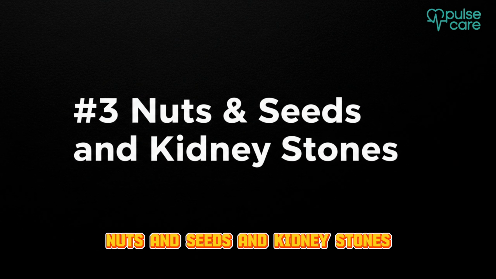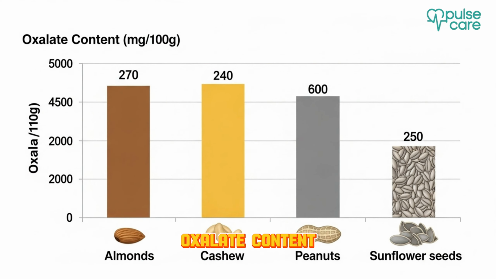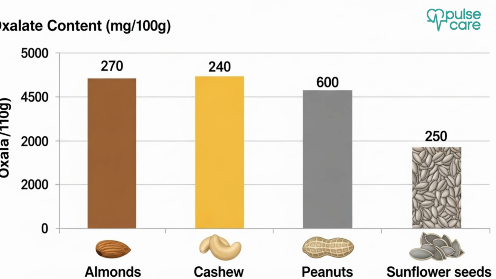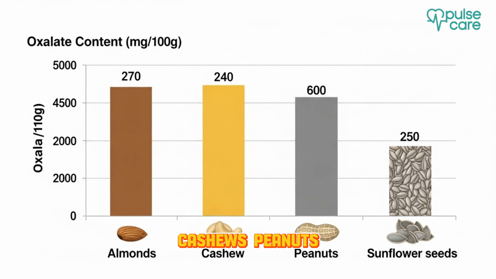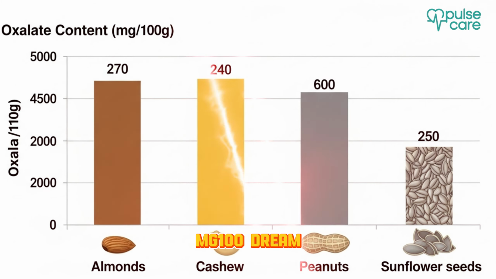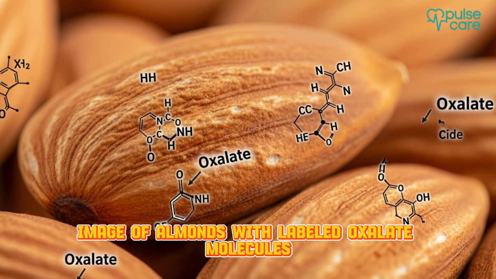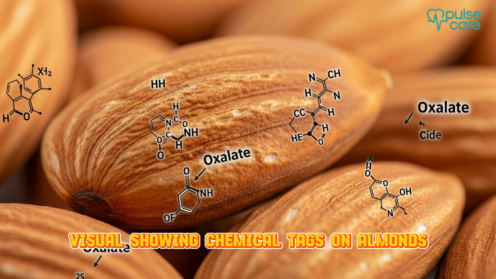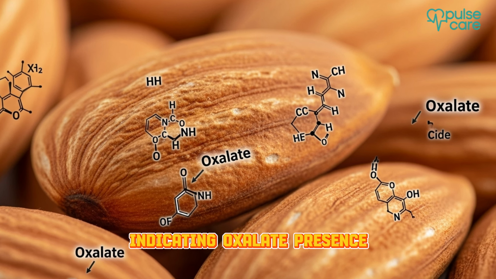Number 3, nuts and seeds and kidney stones. Oxalate content comparison chart of common nuts and seeds. Bar graph comparing almonds, cashews, peanuts, and sunflower seeds based on oxalate levels in mg per 100 grams. Close-up image of almonds with labeled oxalate molecules. Visual showing chemical tags on almonds indicating oxalate presence.